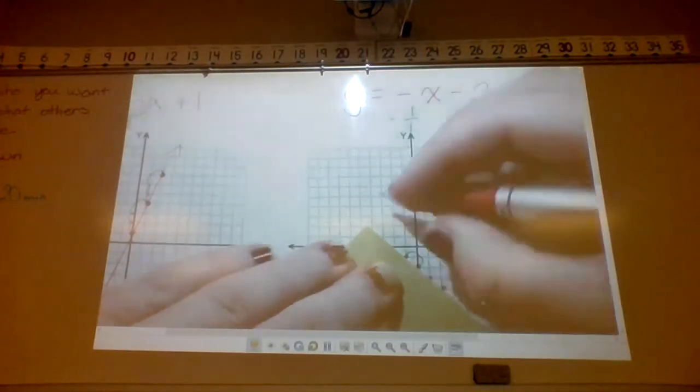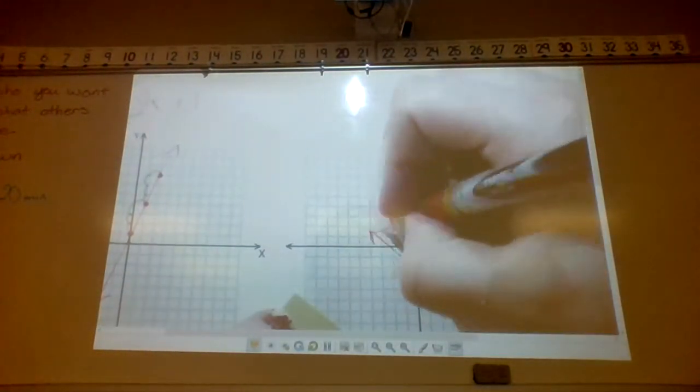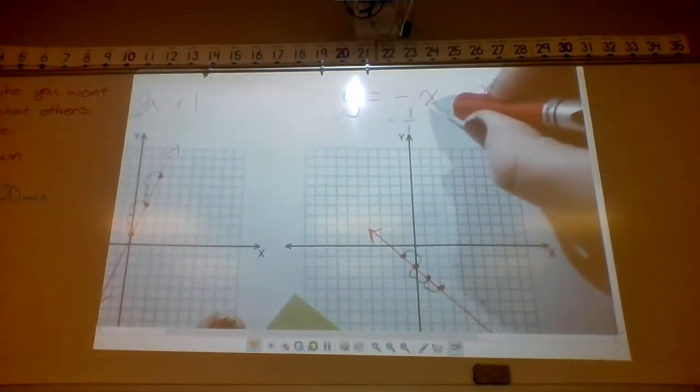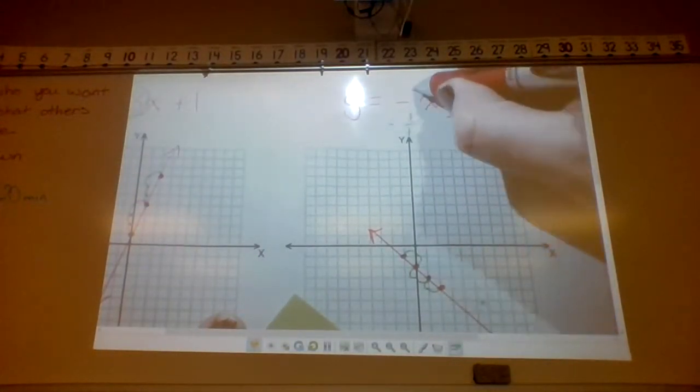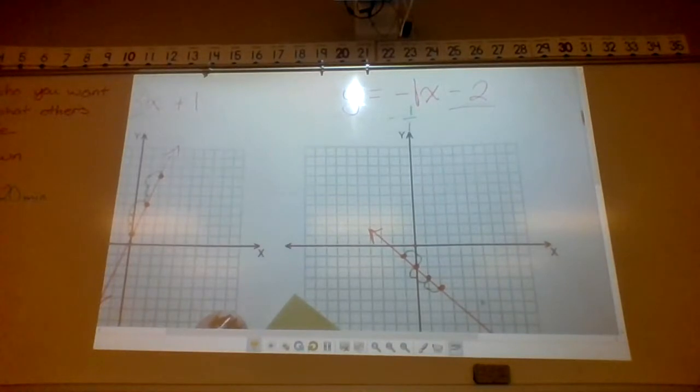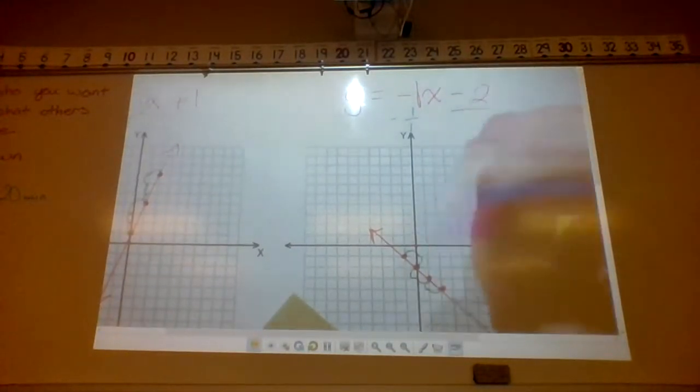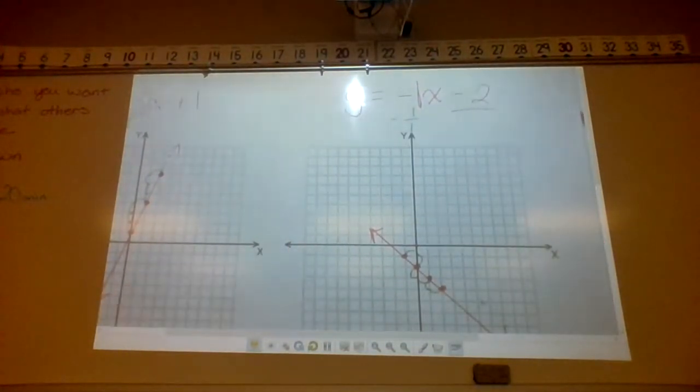Why would it be negative 1 over 1? Because what was right here? Gotta make it a fraction. This was a negative 1x, right? Make it a fraction, so you know it's 1 to 1. You want to try another one?